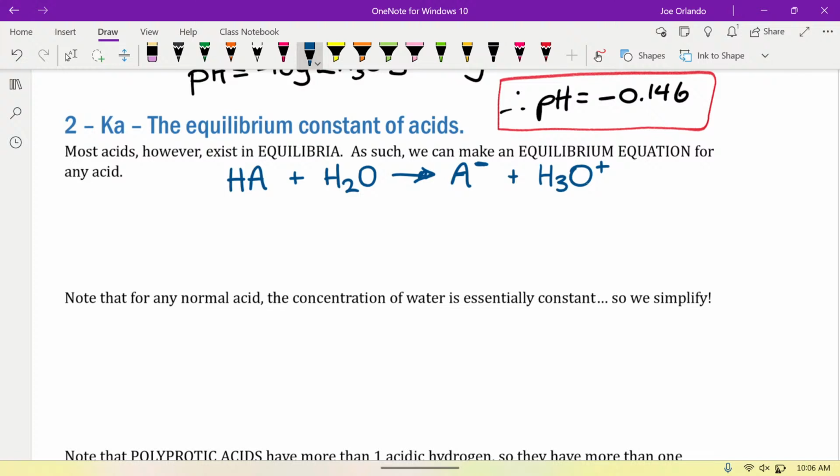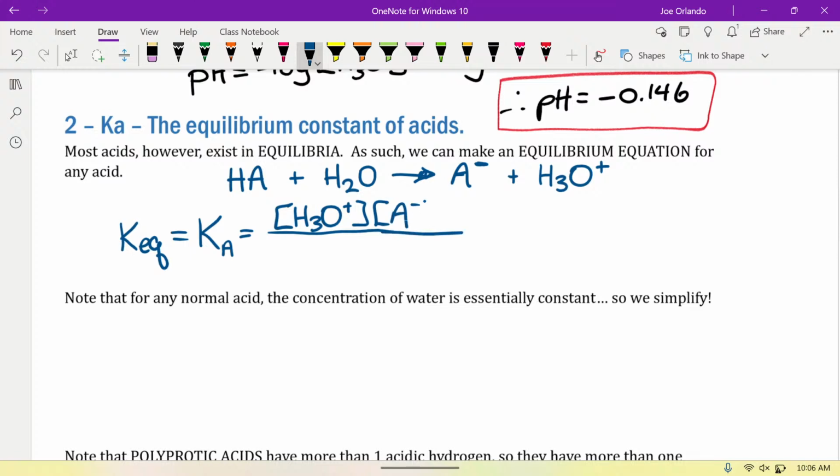Okay. So now we could write a KEQ statement for this. But because we're talking about an acid, we're going to call it Ka. Doesn't mean anything. It just helps us remember that we're talking about an acid. Does that make sense? What would the Ka statement for this acid be? So concentration of H3O+ times the concentration of A minus. And then on the bottom, we'd have the concentration of HA, and we'd have the concentration of H2O.